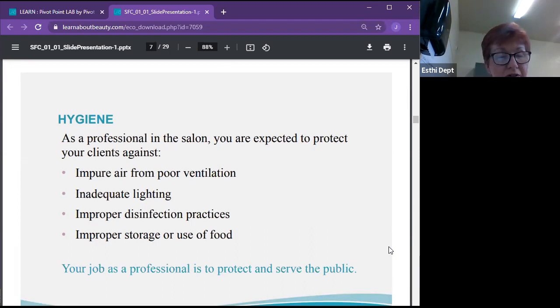Your job as a professional is to protect and serve the public. You don't have to put that. You just need to put the 4 bullets down underneath the primary health hazards.